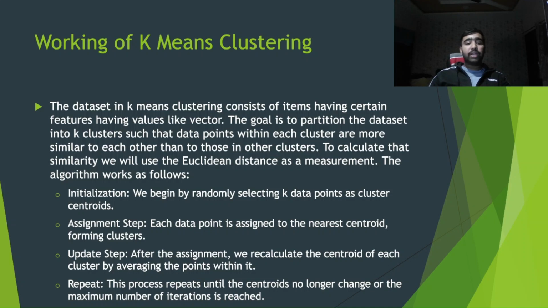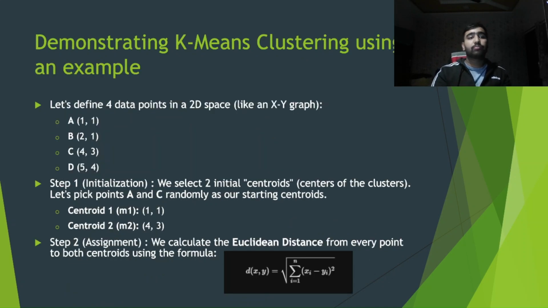The next step is repeat. This process repeats until the centroids no longer change or the maximum number of iterations is reached. So the k-means clustering ends in two conditions. One where we have reached the point of convergence. By convergence I mean in two successive iterations there is no change in assignment of centroids for data points, or we have reached a certain maximum number of iterations which we had already decided before the beginning of the algorithm. So I hope you understand that.